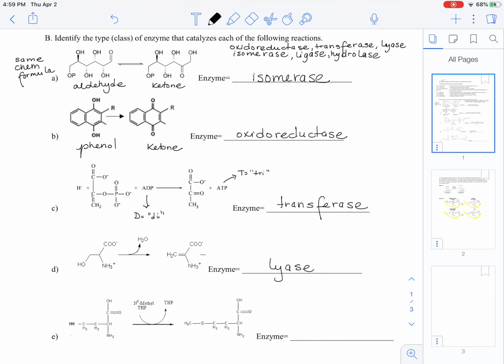So what you should notice here is that there is a key feature of the THF that is missing. As you can see, we have the N5 methyl THF. The difference between the homocysteine and methionine is the addition of a CH3, which that group is called a methyl. So the enzyme that accomplished this transferred the methyl group from THF onto the homocysteine, so it had to be a transferase.